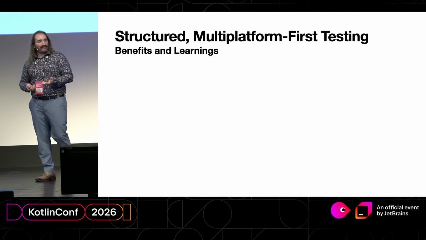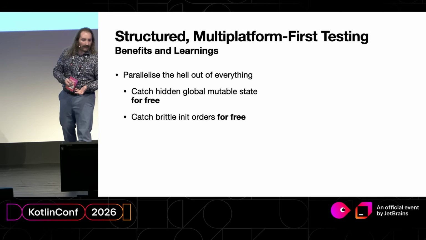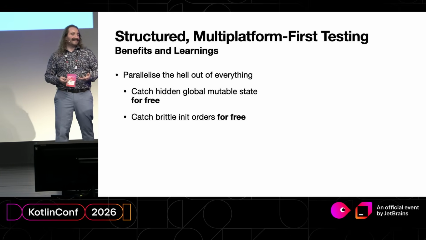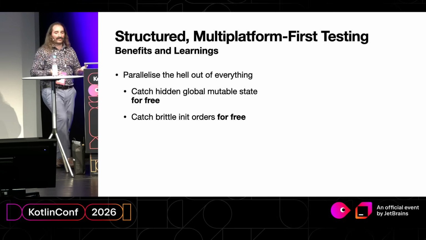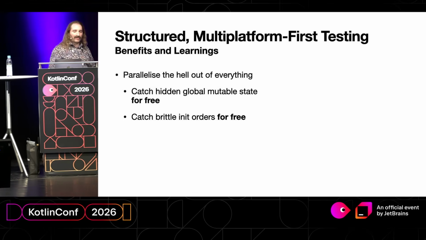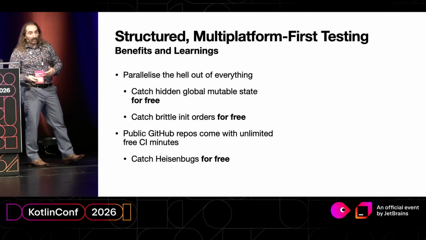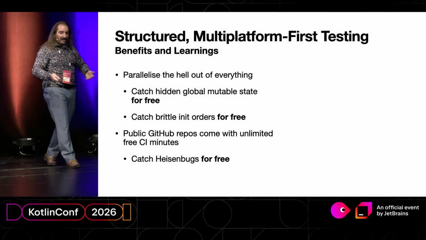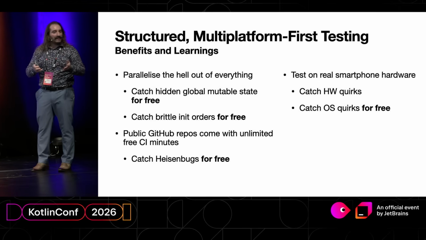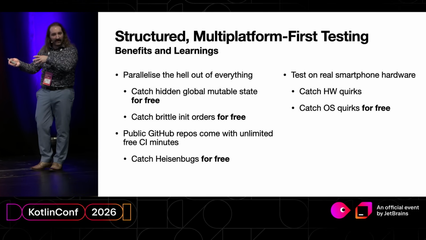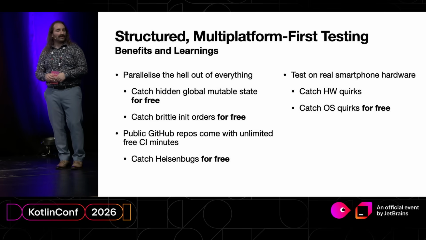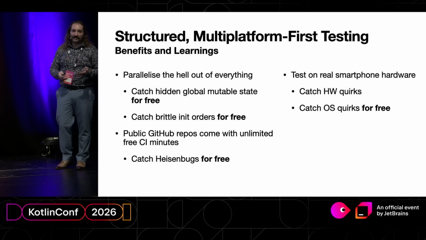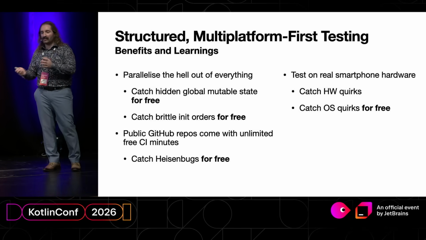So what did we gain from this, and what did we learn from this? Well, we can now really parallelize the hell out of everything and catch hidden global mutable state for free. Trust me, it's there. You will catch brittle initialization orders. You will catch Heisenbugs because you can just run your tests over and over again, and we can test on real hardware, so those 5 million users downstream don't get surprised in practice. Over the course of 3 months, we caught like 6 issues for the whole user base that we didn't test.